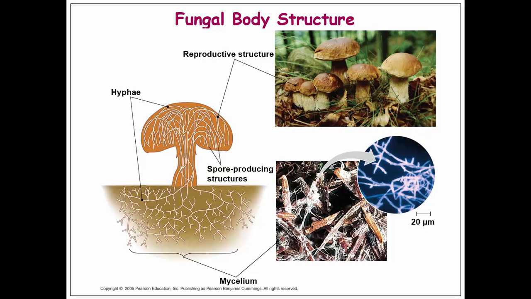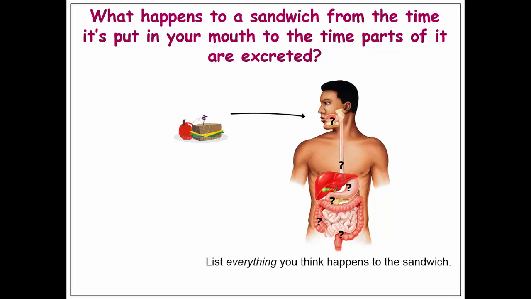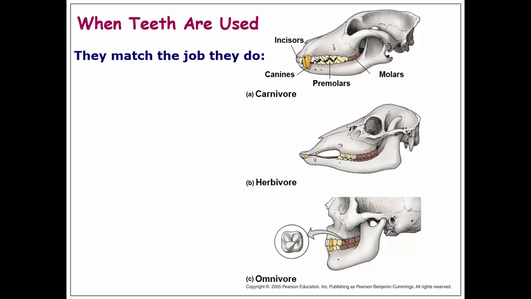The vast majority of the fungus is underground, in the media in which it's going to grow. Know the difference between mycelium, which is just a general name for a mass of hyphae, and extracellular digestion, how it occurs in fungi, and then how it occurs in things like the cnidarians and helminths. Again, in your laboratory, you're going to see something eat, ingest, and digest, and do all that stuff with some food.